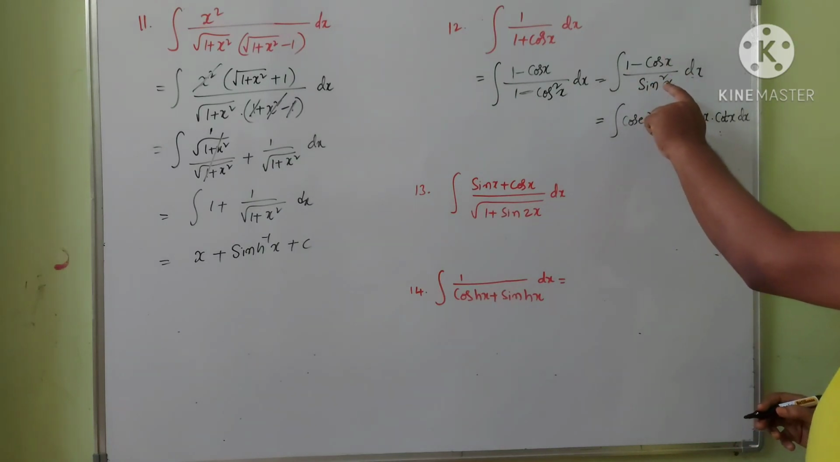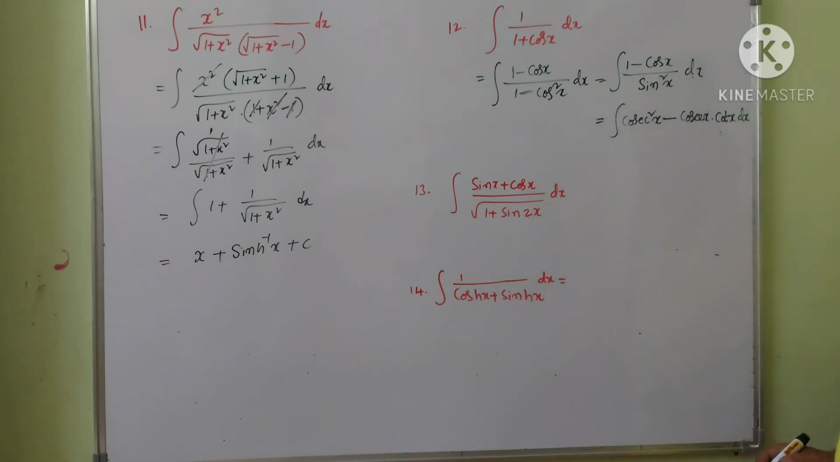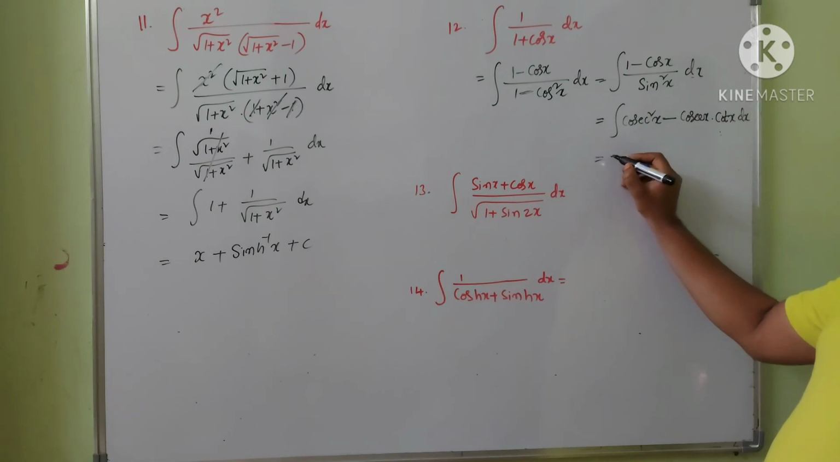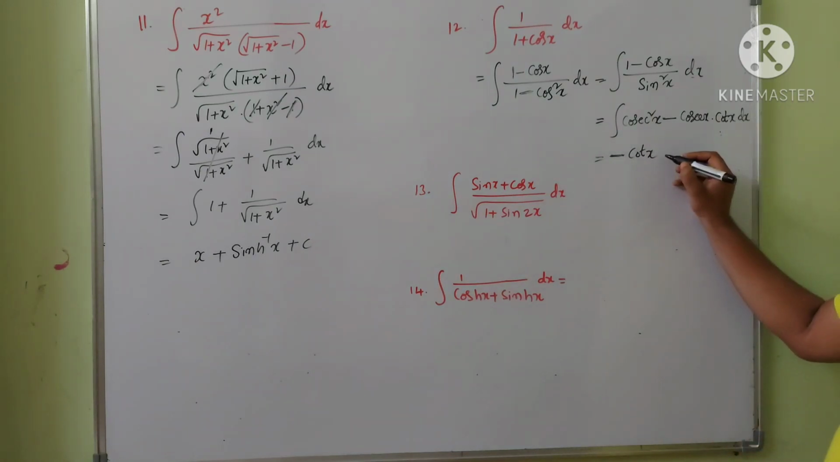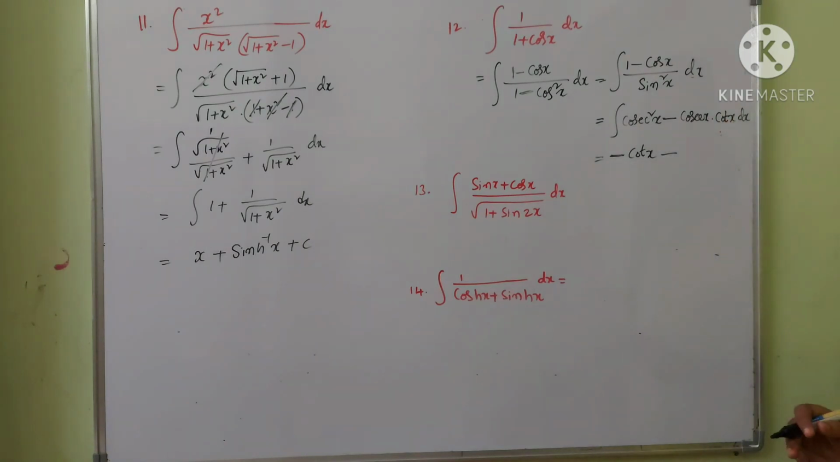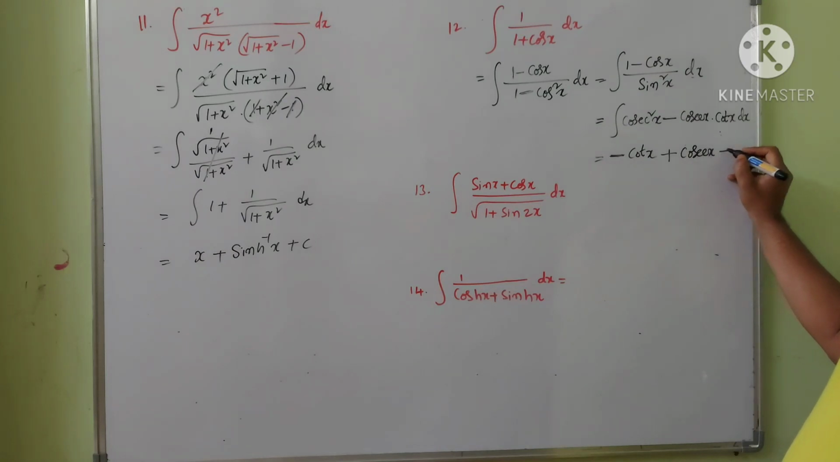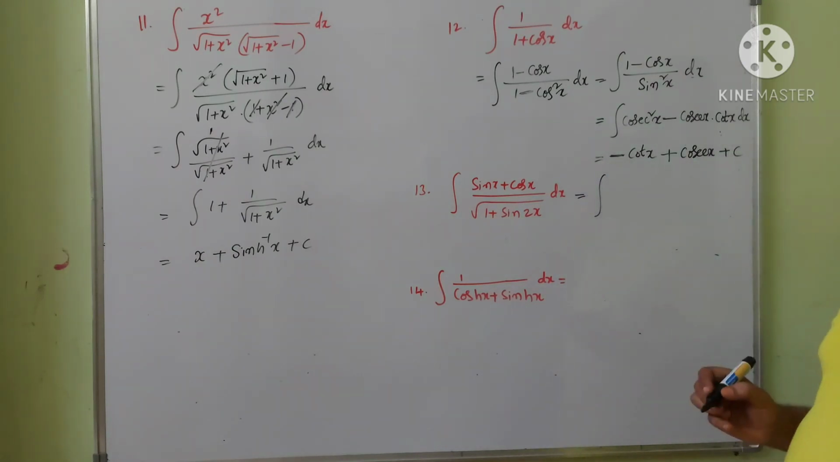Cos x by sin square x: 1 by sin x can be written as cosecant x, and the remaining cos x by sin x can be written as cot x. Now do integration. Integration of cosecant square x is minus cot x. Minus cosecant x into cot x, integration is minus cosecant x. So it becomes plus cosecant x plus c. Now question number 13 we have to do.